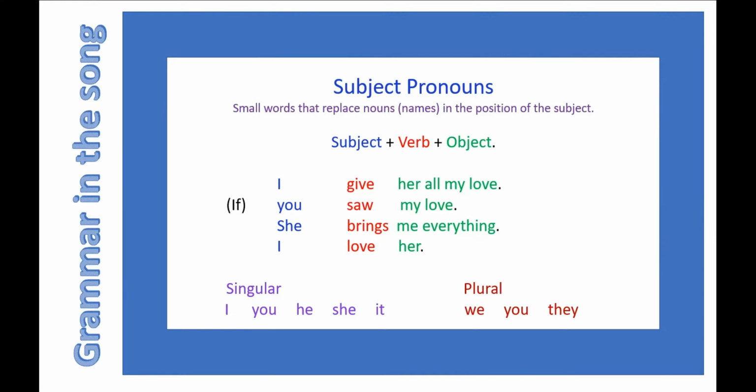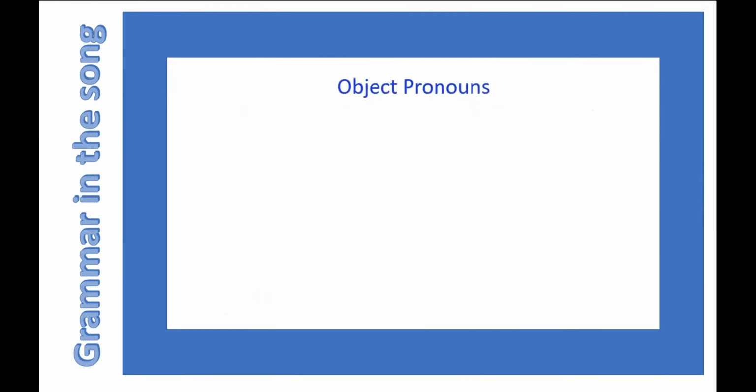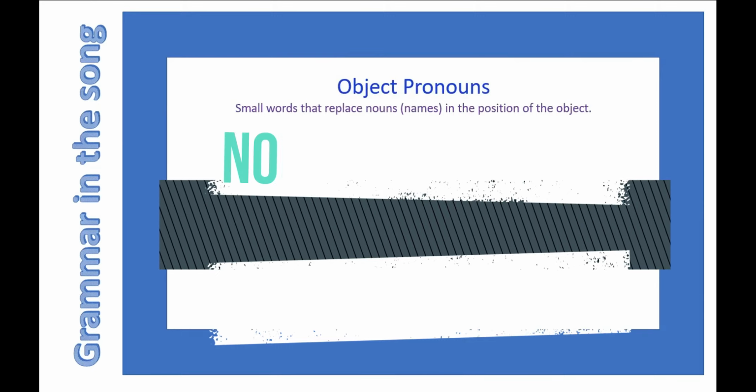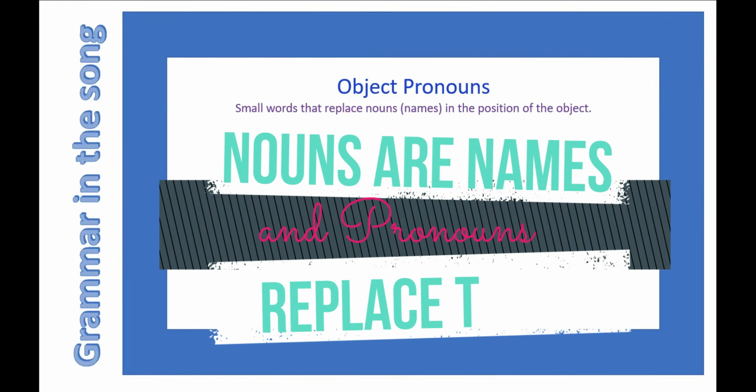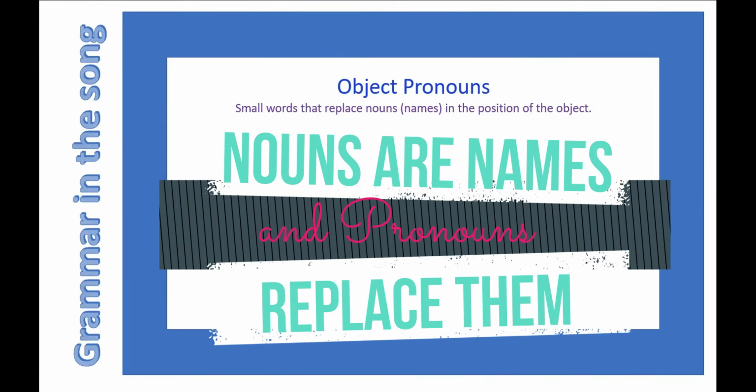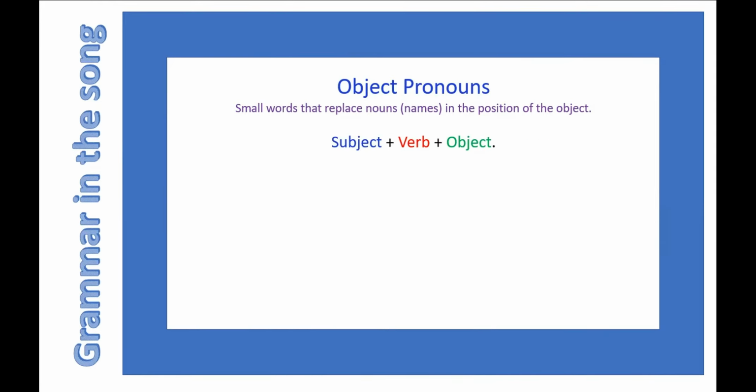As there are subject pronouns, there also are object pronouns. They are really similar because they also replace the nouns or names, but in this case they act in the position of the object. It is after the verb or at the right of the verb if we are talking about written sentences. Let's know which are the object pronouns.